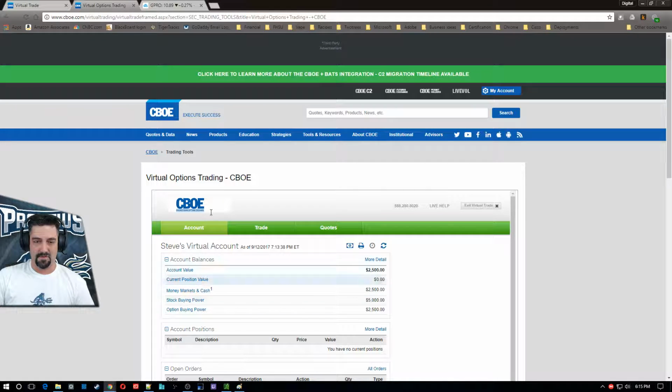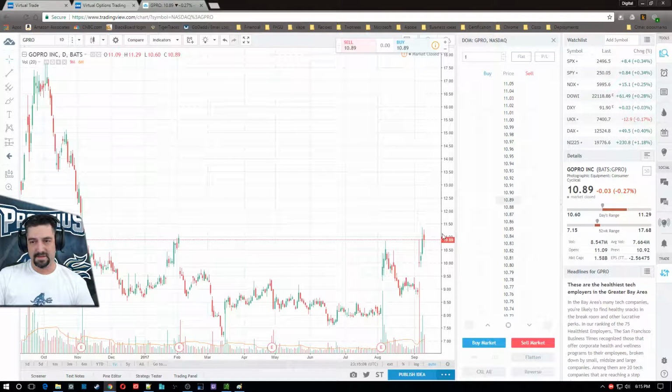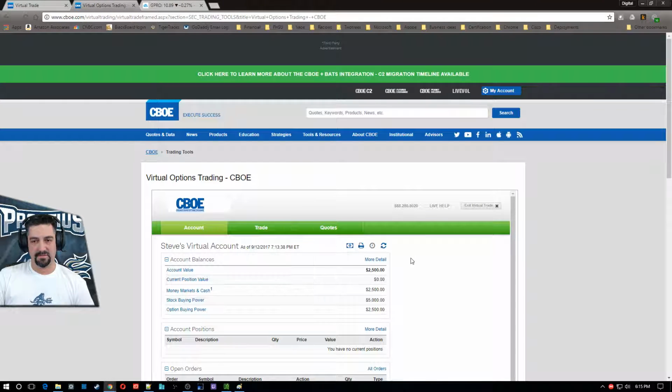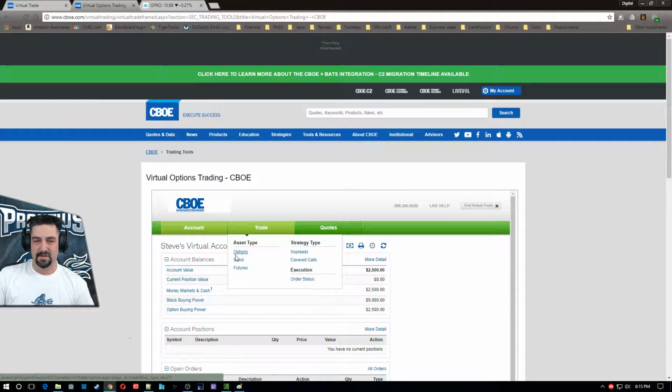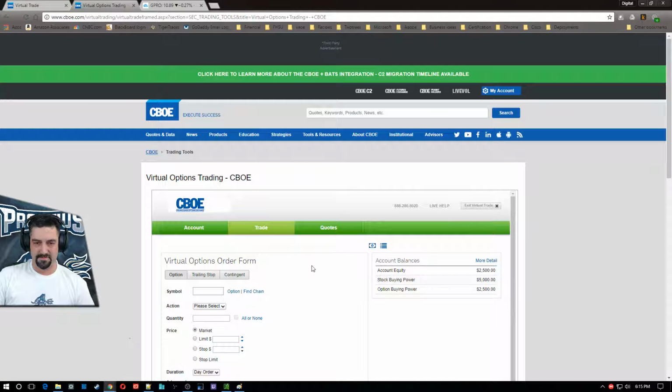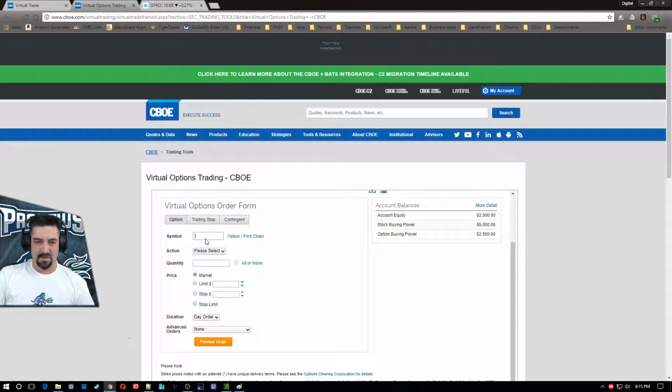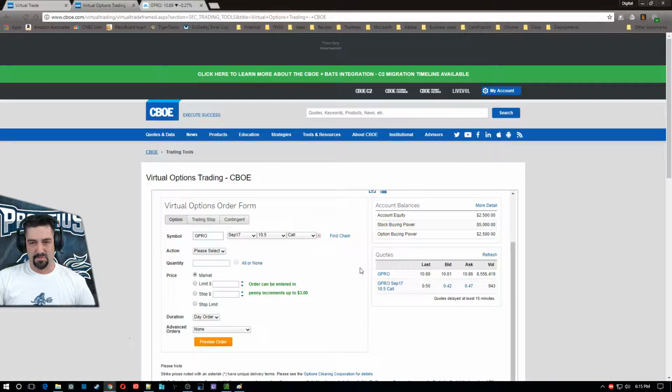So on with GoPro, $10.89. But I don't necessarily want to buy it at that. Maybe I want to raise a little bit of money for it before I buy it. Kind of hedge my bets a little bit. So what I'm going to do is go to trade, go to options, and let's see what the options chain is. GoPro.